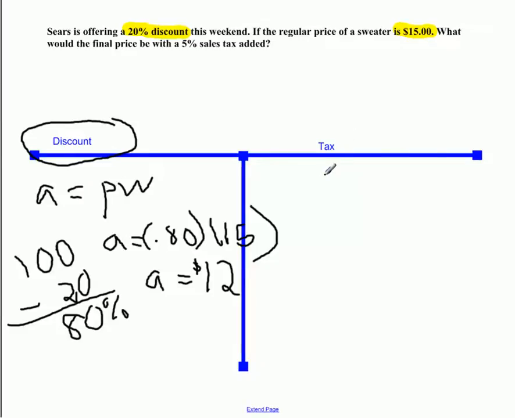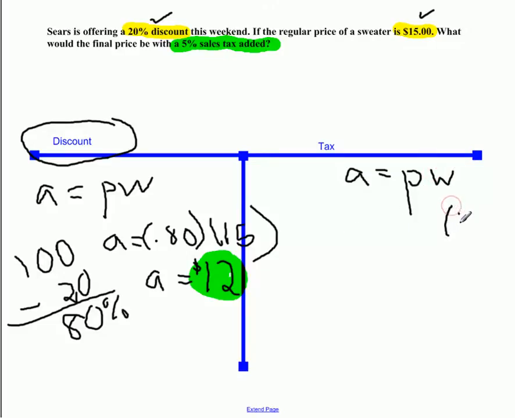Now I'm going to move over to the tax side of it. Now I'm not going to use the 20% this time. I'm now going to use the 5% sales tax. But this time the $15 is no longer used because I have a new price right here, which is $12. So with the discount, now that I'm done with it, discount is done, so is that $15. I used it up. Now I have to use $12. So I'm going to set up a new percent equation. Part equals percent times whole. This time my $12 will be the whole because that is the new price, the sale price.